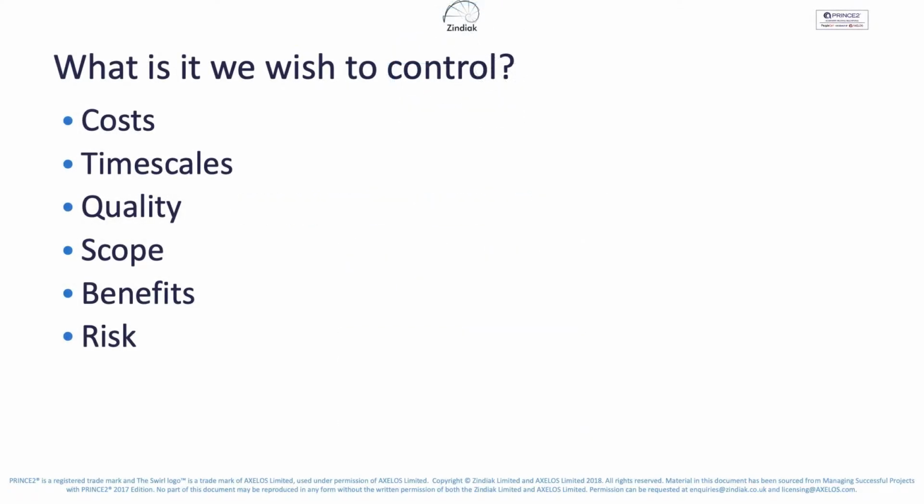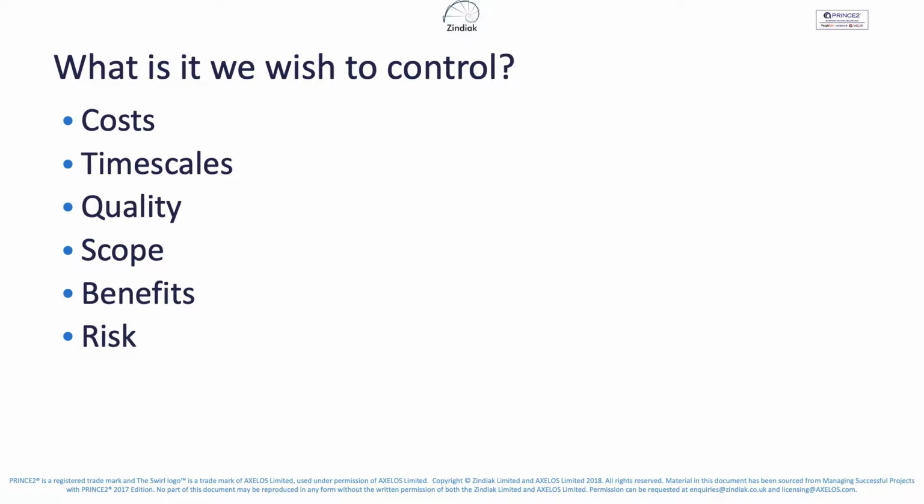We need to achieve a balance between these 6 aspects. It's also important that we understand where flexibility exists on the 6 aspects. Do we have a budget? Is it fixed? Can we go over budget? Are we trying to deliver under budget?